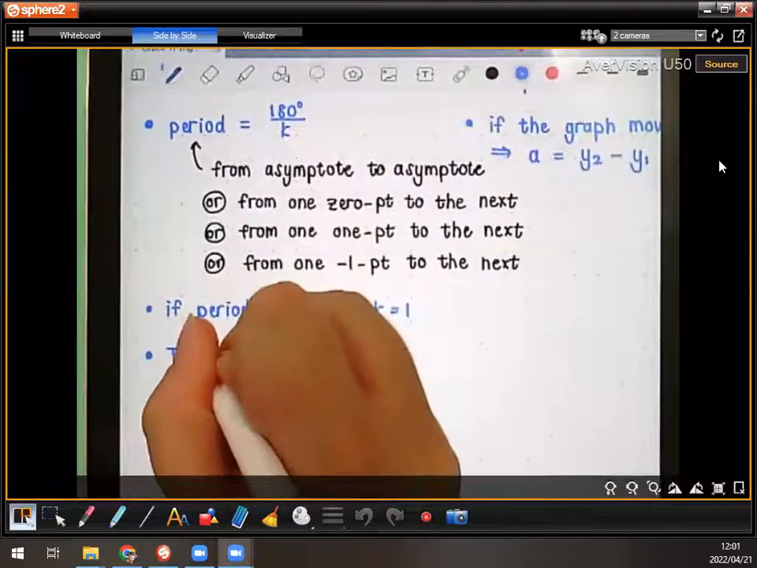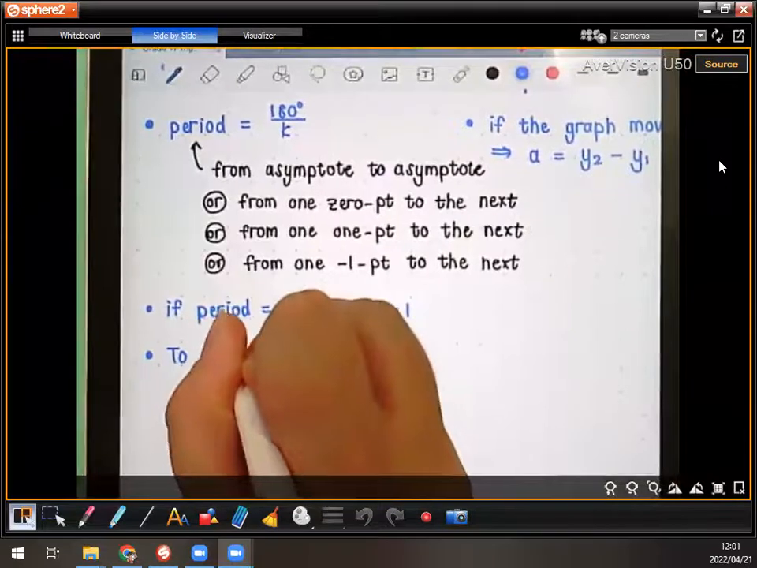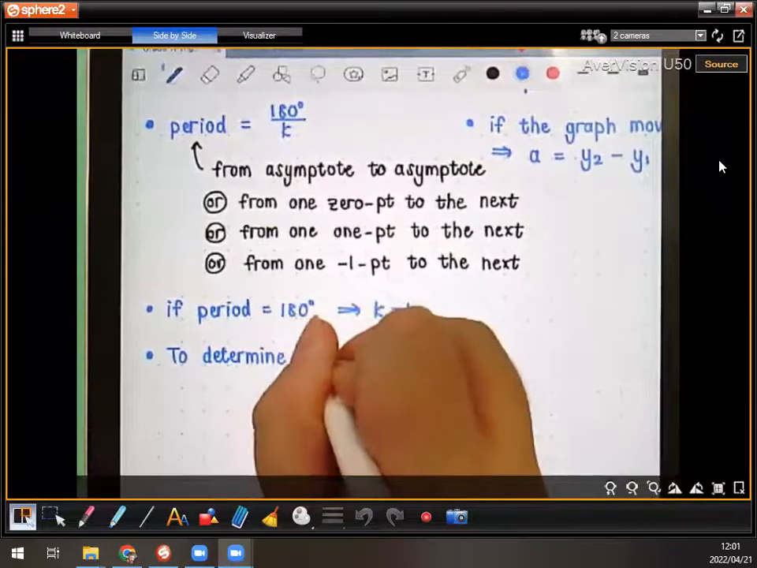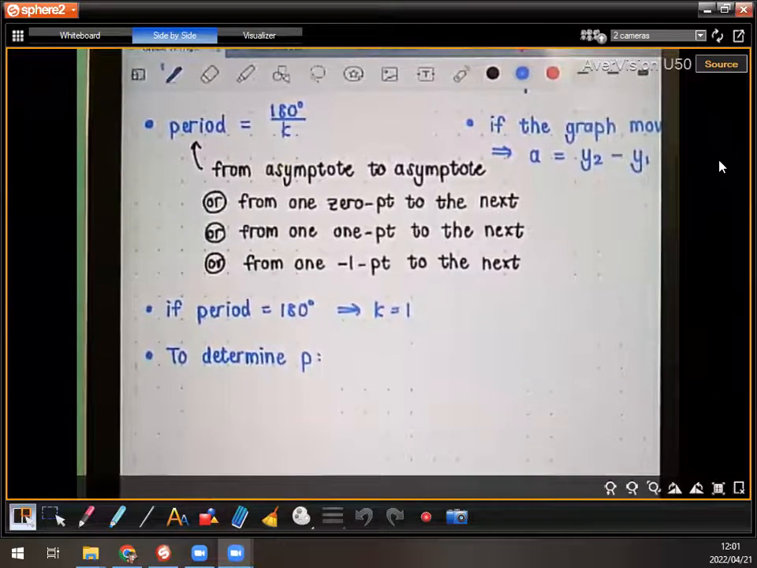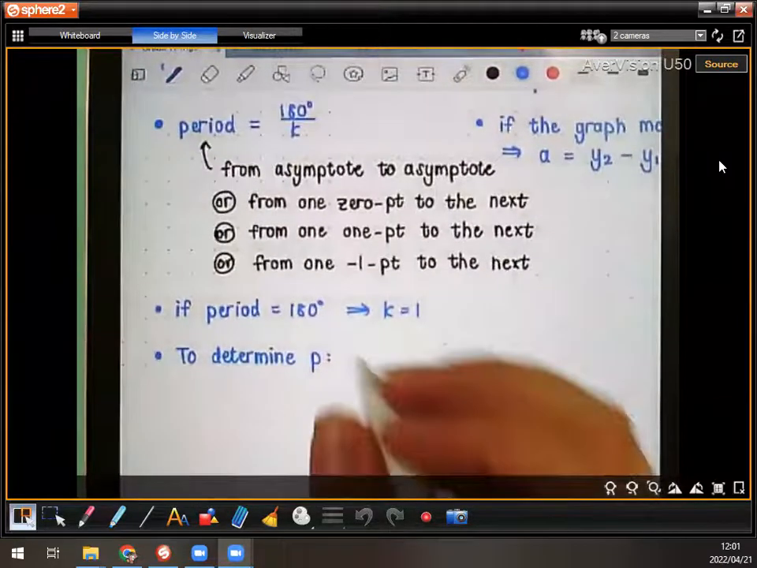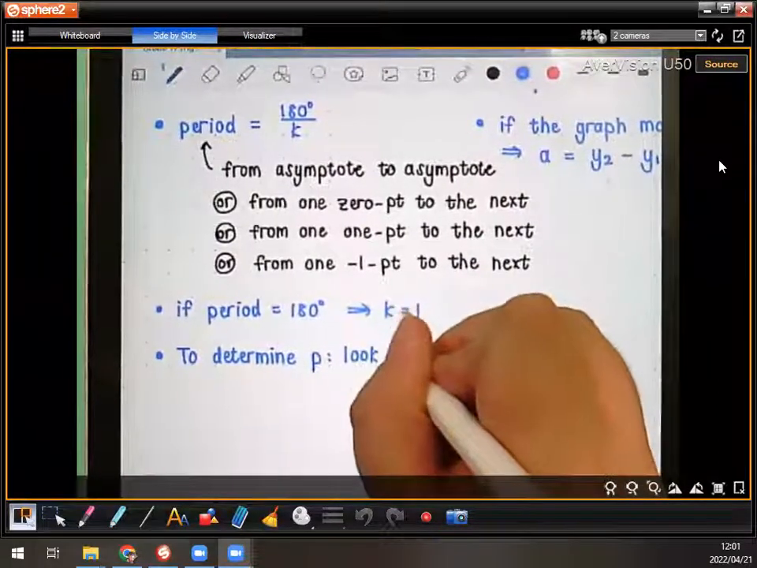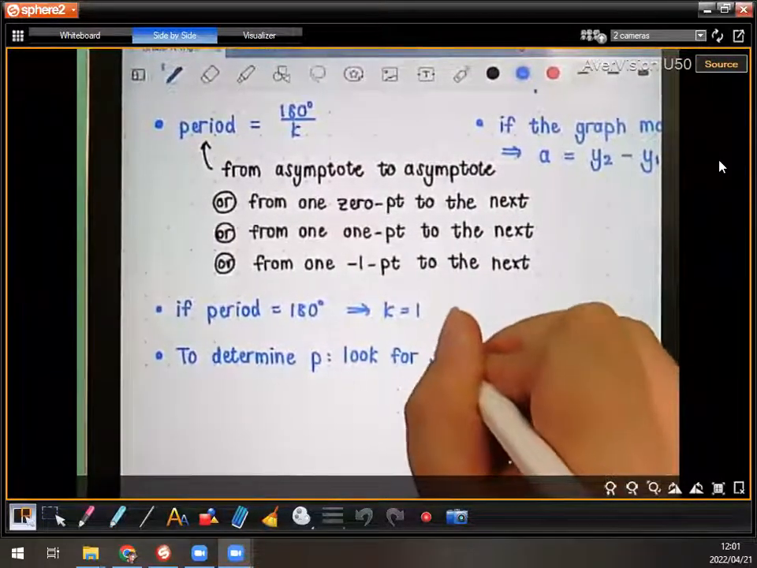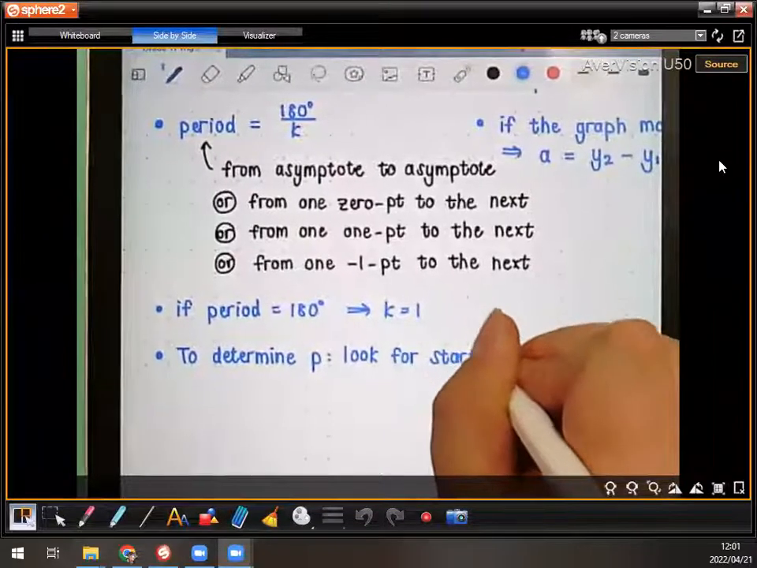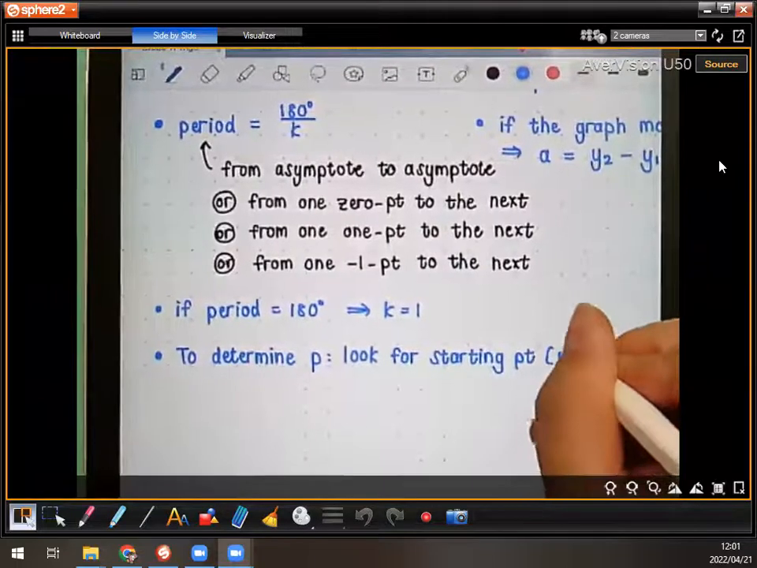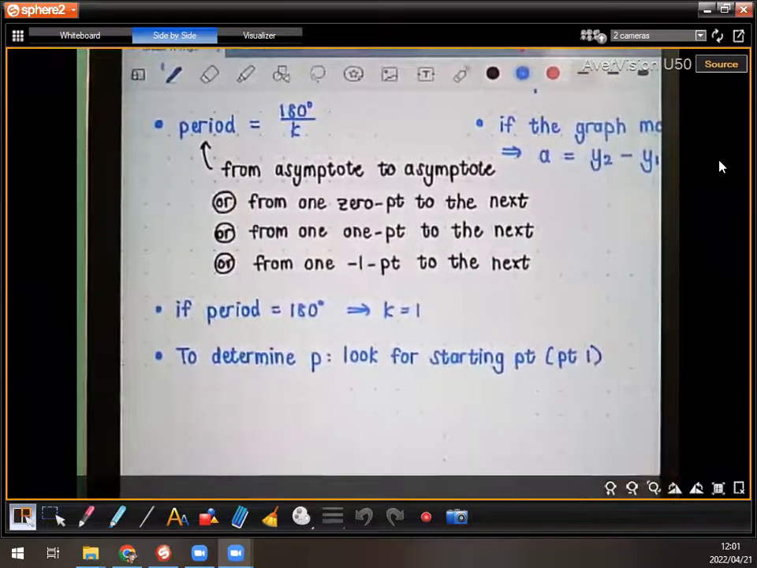To determine p, so that's the value in that bracket. If your graph has shifted right, you're going to look for the starting point, point 1, which is normally 0, 0.